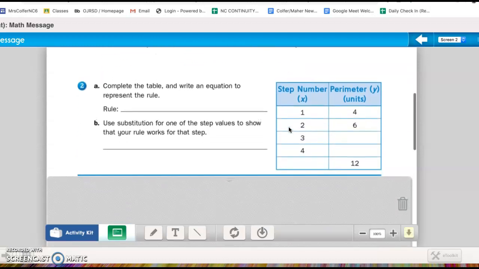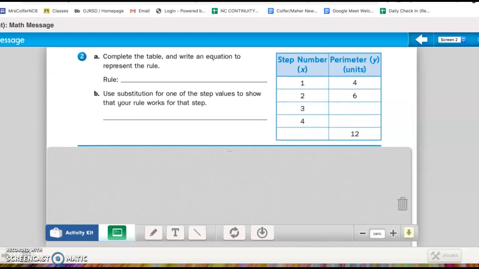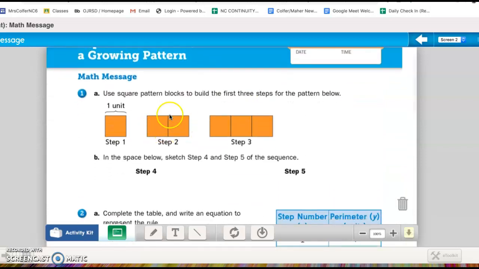For 2A, it says complete the table and write an equation to represent the rule. So looking at the table, you'll see that we're focusing on the step number, x. So we have 1, 2, 3, and then you also have 4 and 5 in front of you at the top of that page. And we're going to be focusing on perimeters. So how many side lengths make up the outside of that square or of that figure? Pay attention to when you combine the 2 squares for the second step and for the 3 squares for the third step, we lose that connection right there as part of our perimeter.